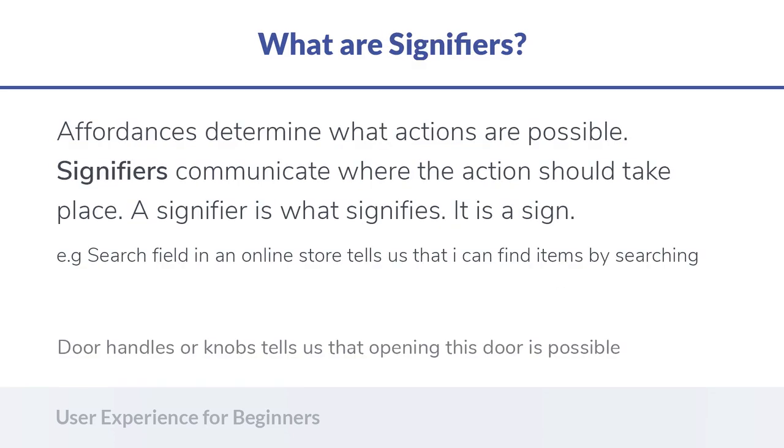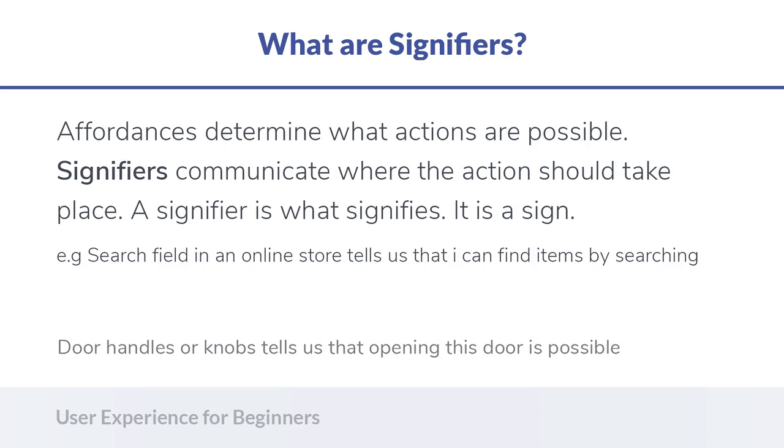Affordances are all about what actions are possible with this object. Now signifiers basically tell us that this is the sign or this is the button you need to press to do this action. So signifiers communicate where you can perform the action. Like you can see the handles on the doors. You know that this handle can be moved down or up, or you can rotate it to open the door. So this door handle or knob is basically a signifier.